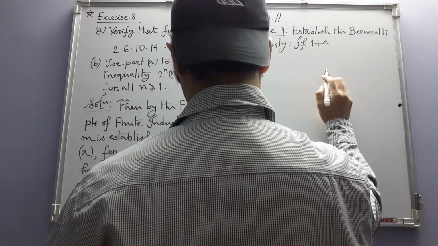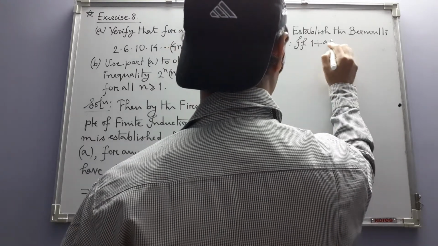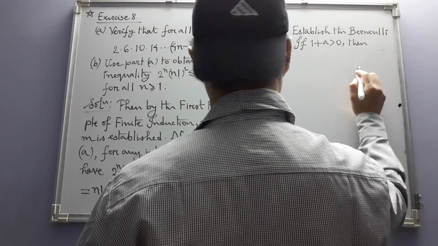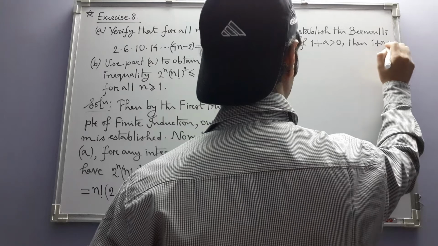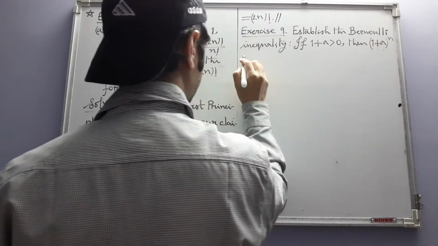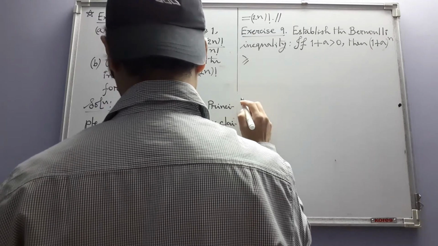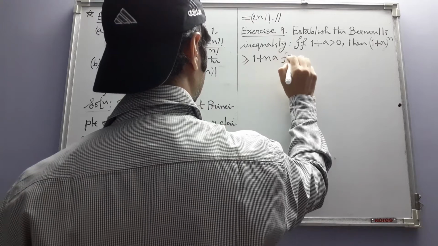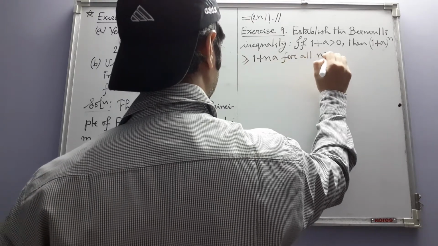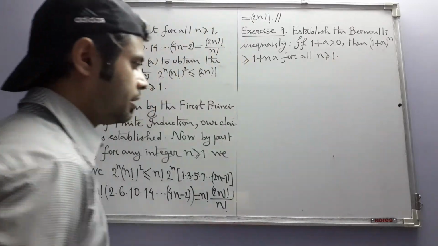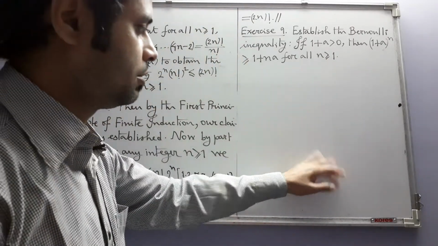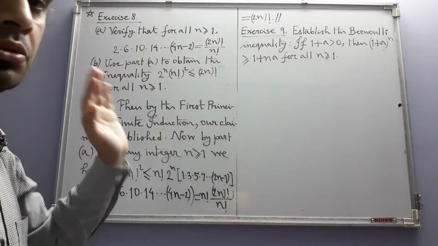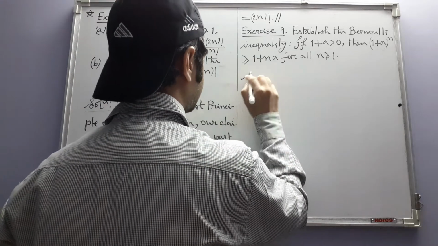If 1 plus a is positive, then 1 plus a whole to the power n is greater than or equal to 1 plus n a for all integers n greater than or equal to 1. Here a is some real number which when you add with 1 the sum is greater than 0, the sum is positive. Then we have to prove this. It's very easy actually.